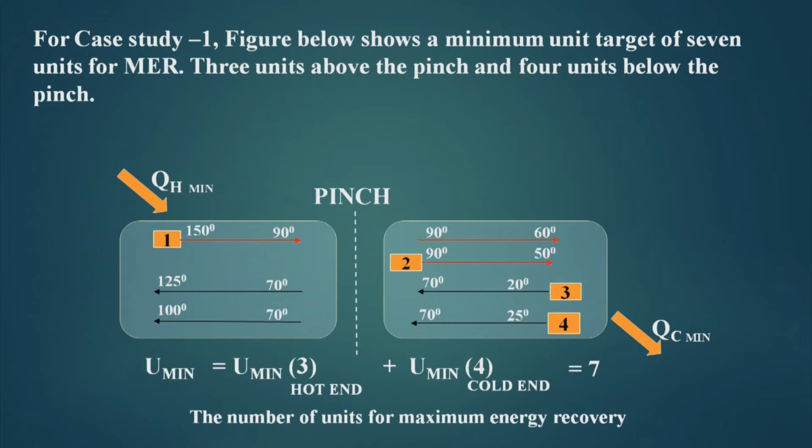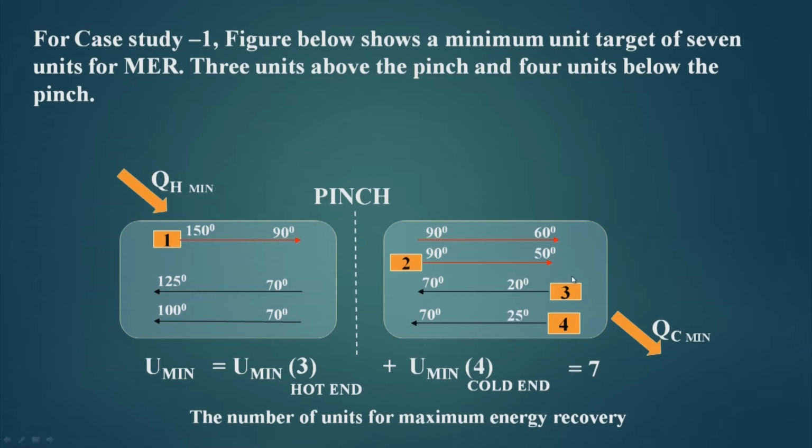Now, for case study 1, the figure below shows a minimum unit target of 7 units of MER, 3 units above the pinch and 4 units below the pinch. If I apply the units target here, there are 4 streams, that means 3 process streams and 1 utility stream, which makes it 4 minus 1. So, 3 heat exchangers will be placed here, including the heater.